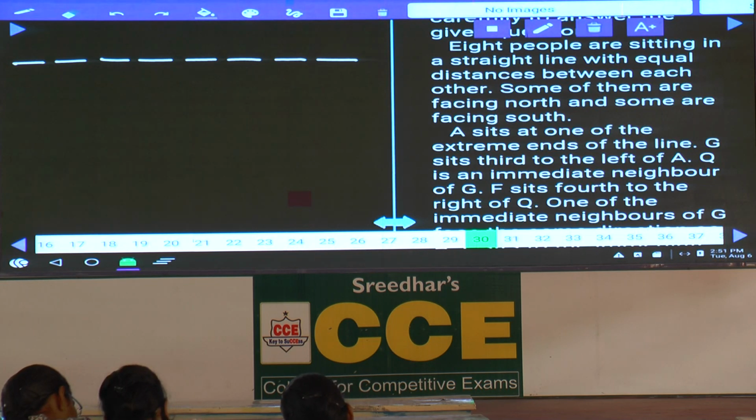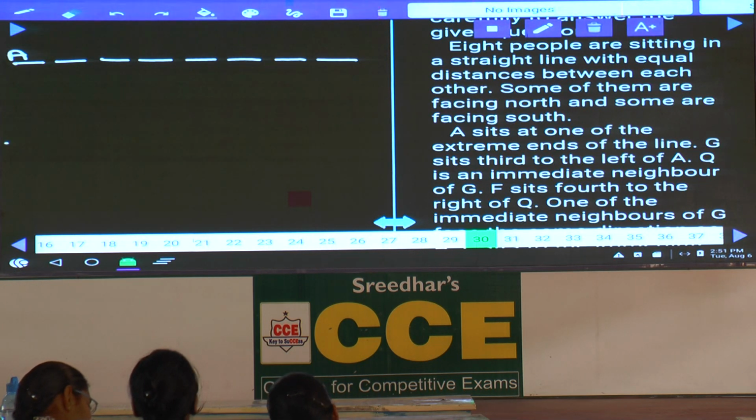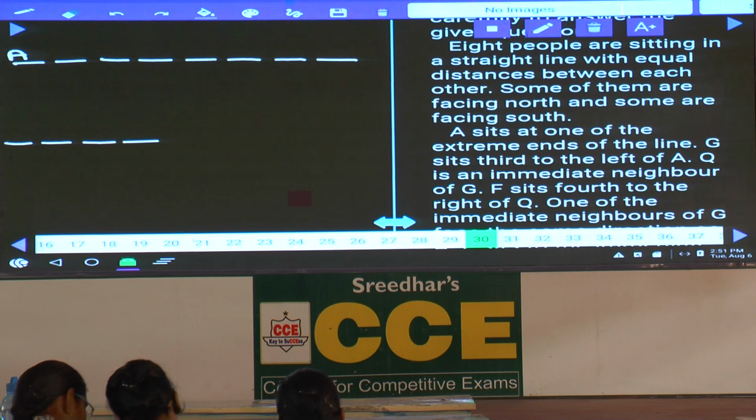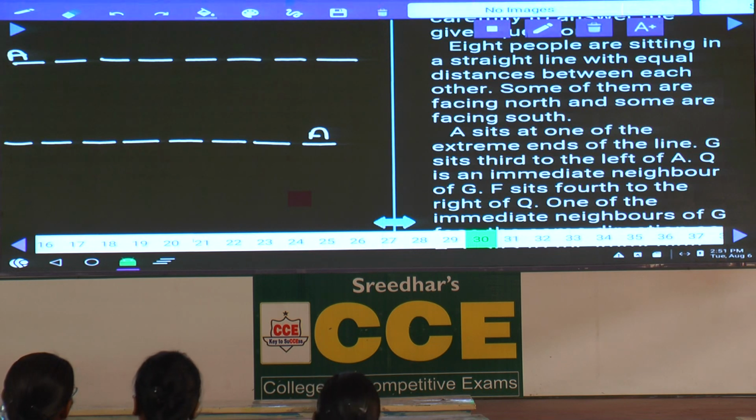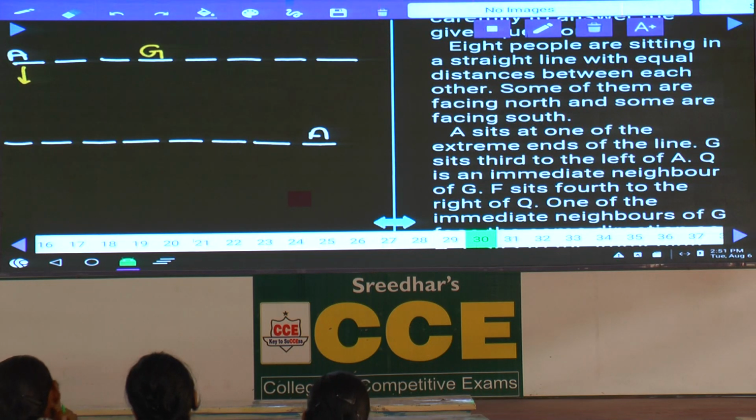A sits at one of the extreme ends of the line. As A is seated at one of the extreme ends, A can be at the left extreme or A can be at the right extreme. There are two possibilities here. And G sits to the left of A. In the first case, A must be facing south, then only G sits to the left of A is possible. And in the second case, A is facing north. G sits to the left of A.